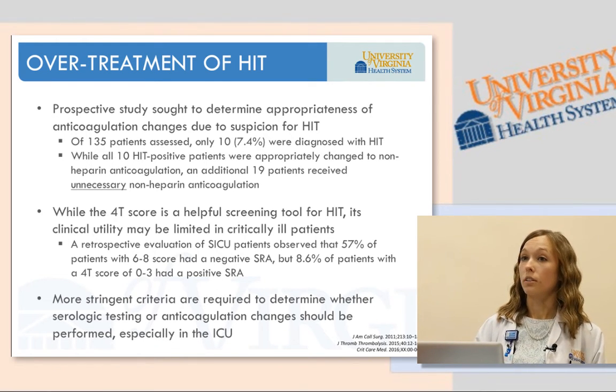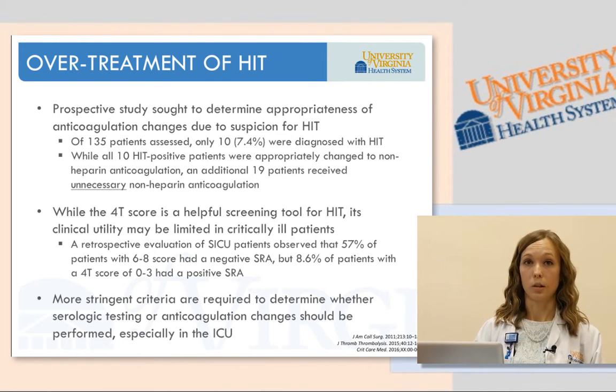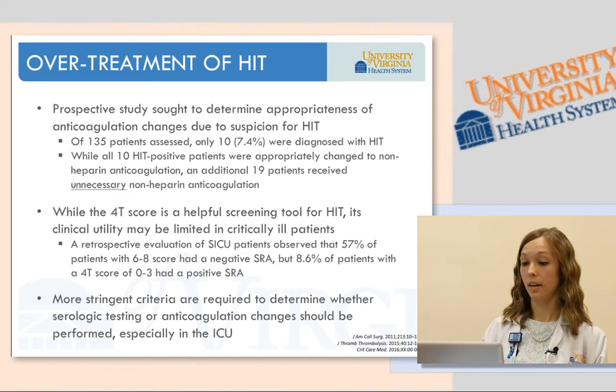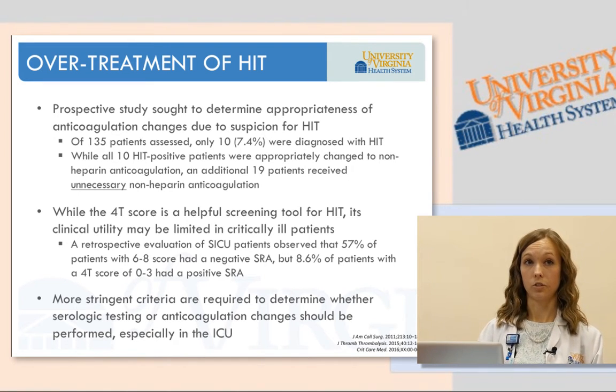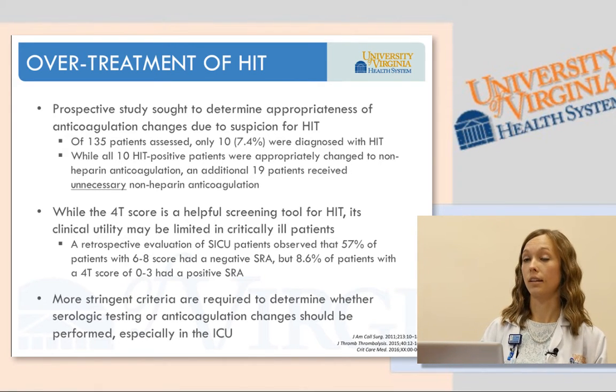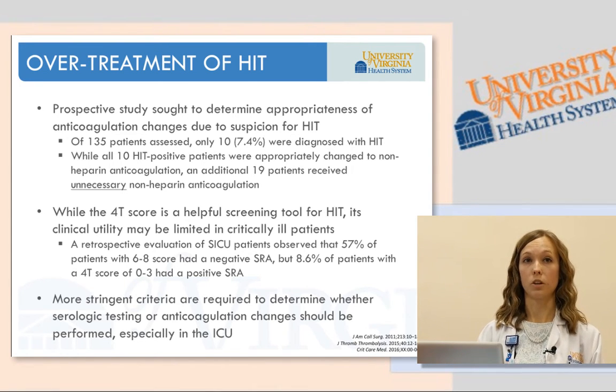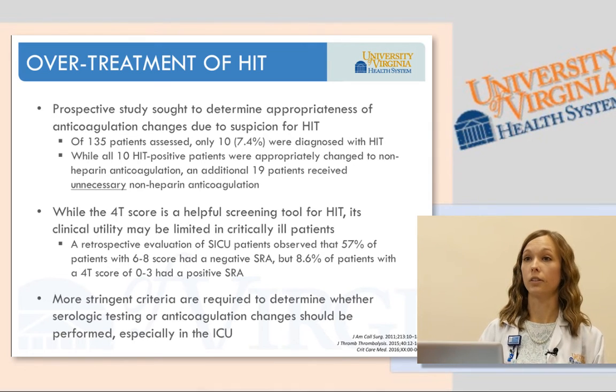But more importantly, while all 10 of the HIT-positive patients had appropriate changes made to their anticoagulation, additionally, about twice as many patients, almost 20 patients, received unnecessary non-heparin anticoagulation. And in at least one of these cases, this anticoagulation change was implicated in a patient's death. So it's definitely not a benign intervention to be changing anticoagulation and working up these patients for this condition, especially when there's a very low likelihood of it existing based on our screening tool, the 4T score.